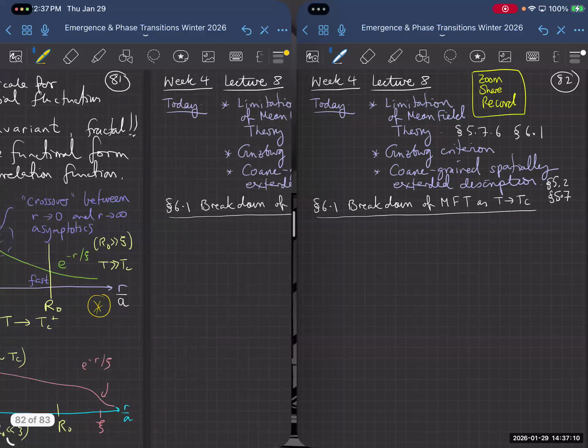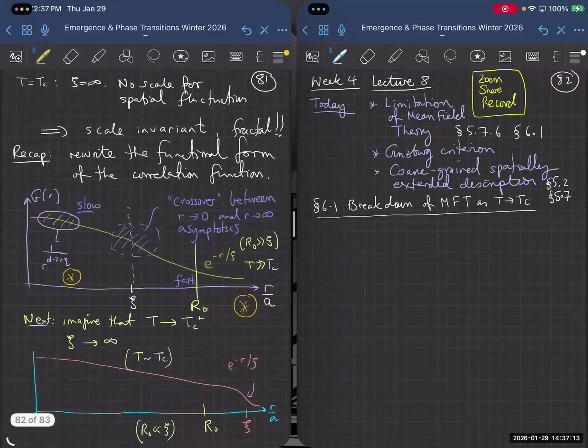So what I want to talk about today is, now that we understand a little bit about spatial fluctuations, I'm going to talk about how we can work out when mean field theory is adequate. And we're going to find a very interesting answer to this question. And then we're going to construct an improved version of mean field theory, which I would call Landau theory, which I want you to think of as being a coarse-grained, spatially extended description of a system which has been averaged, but averaged up to a certain point, and we will explain the details of that later.